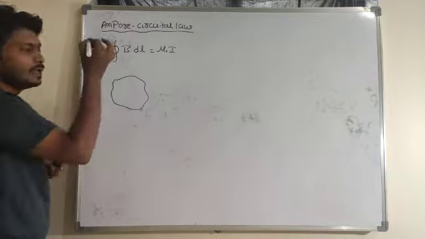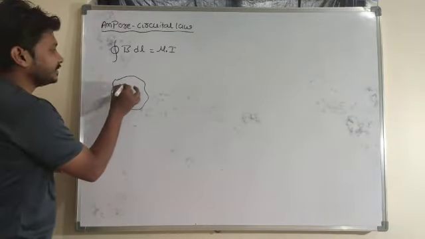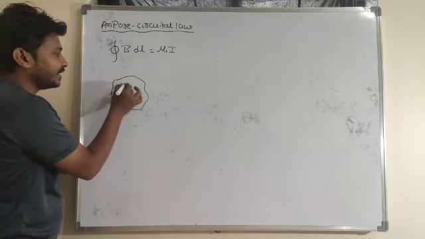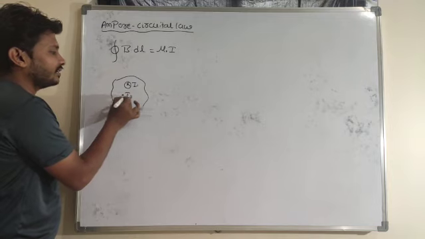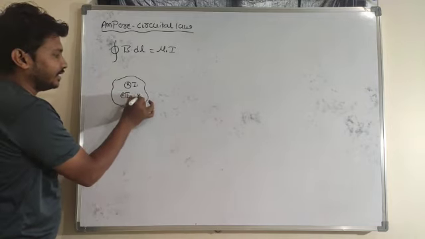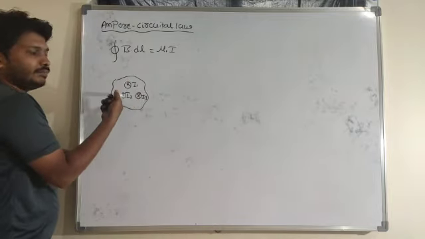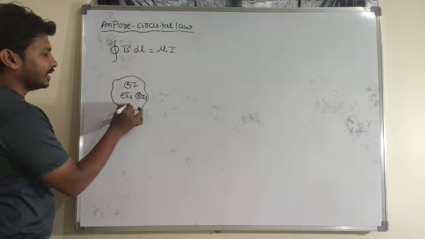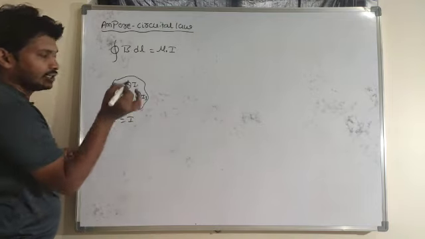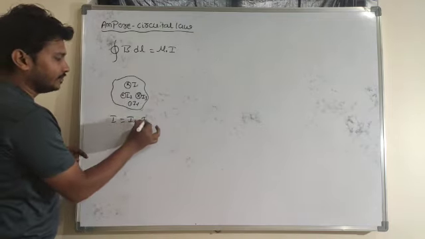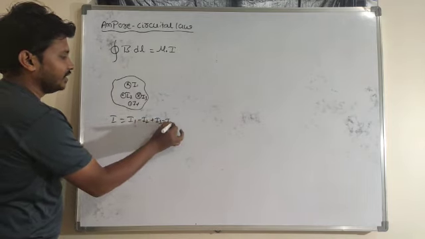For example, consider this is one surface. A cross mark indicates that the current is in the inward direction, and a dot mark indicates that the current is in the outward direction here. So for total current, I will take inward as positive and outward as negative. Like that I will consider.